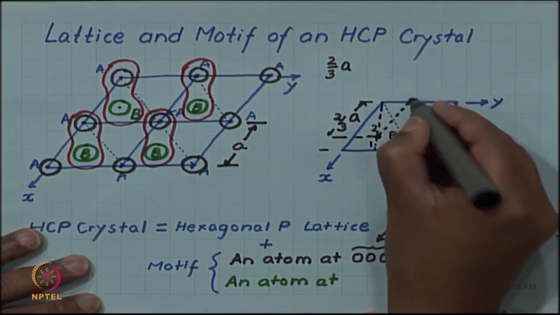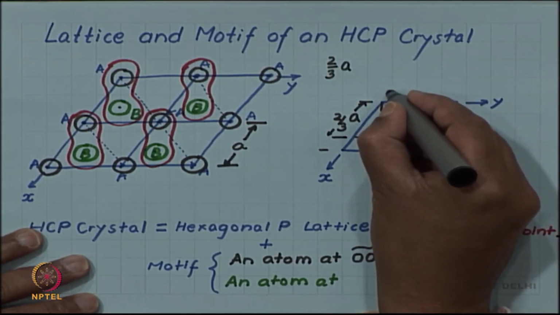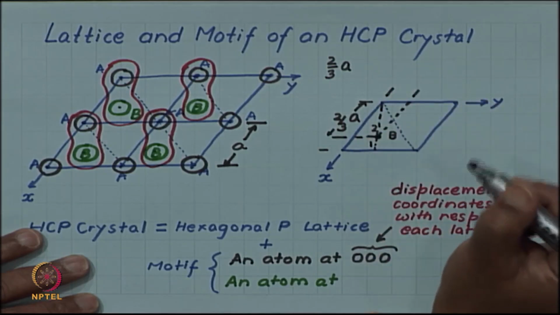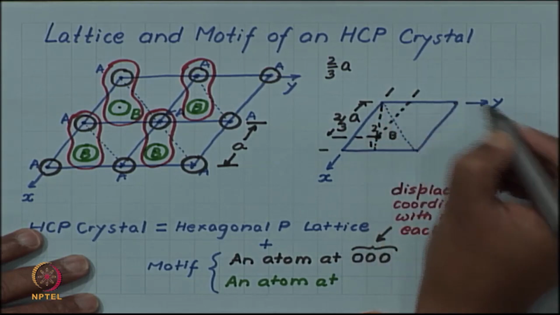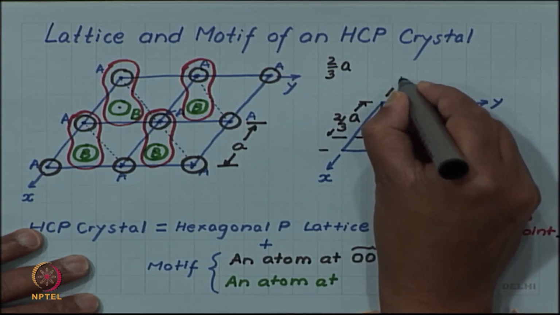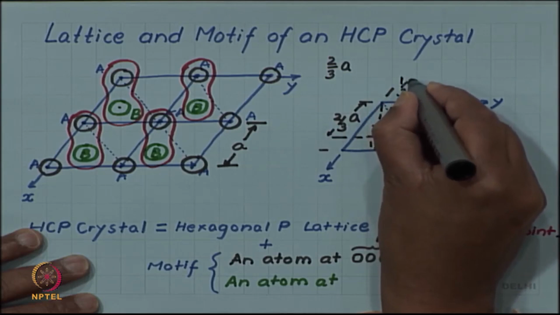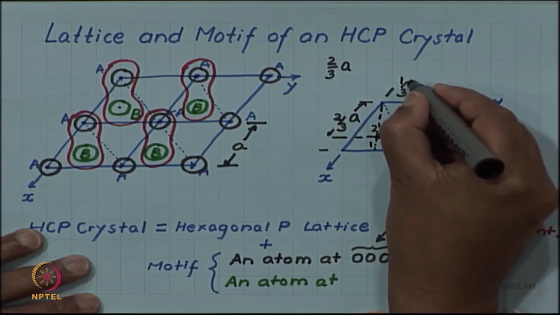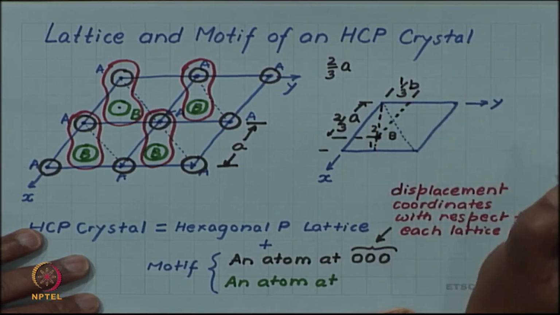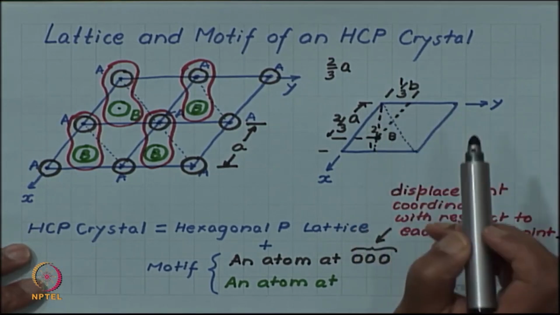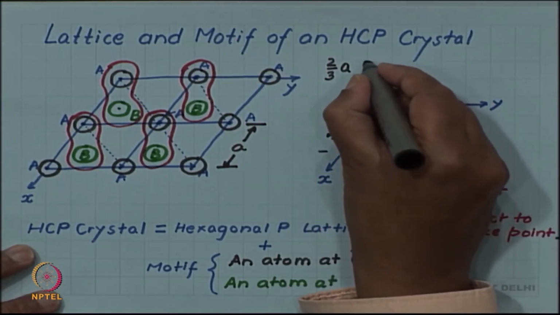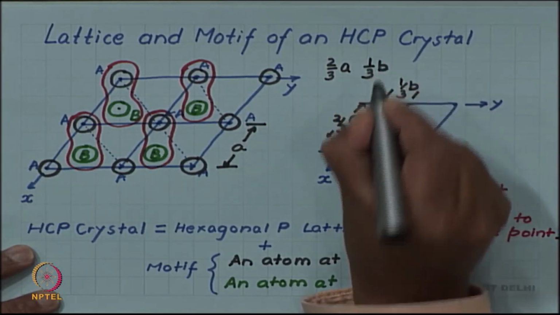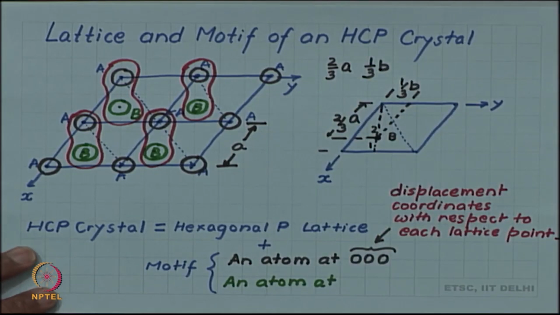Similarly, if you work out, I leave this as an exercise, if you work out this in terms of the entire side of the rhombus along y axis, you will find that this is 1/3 of this side, and all the sides are equal. I use the symbol B for the unit cell edge length along the y axis. So, this is 1/3 B. So, the second coordinate, the y coordinate of the atom is 1/3 B.